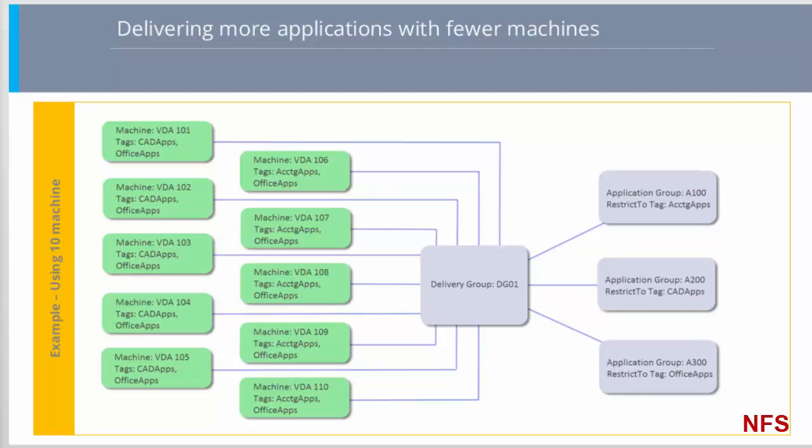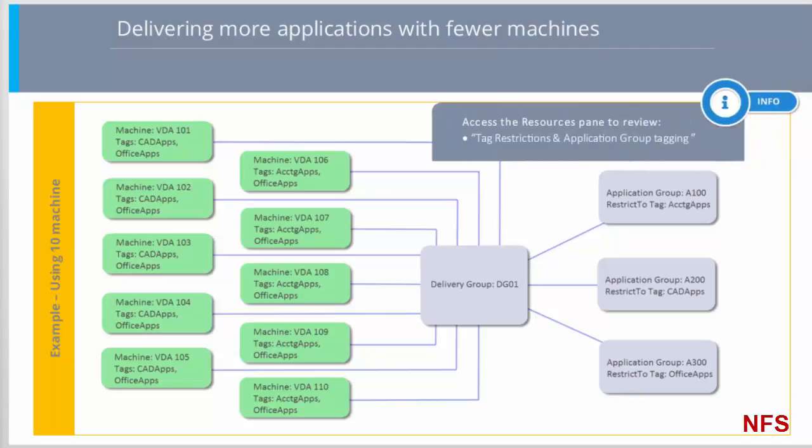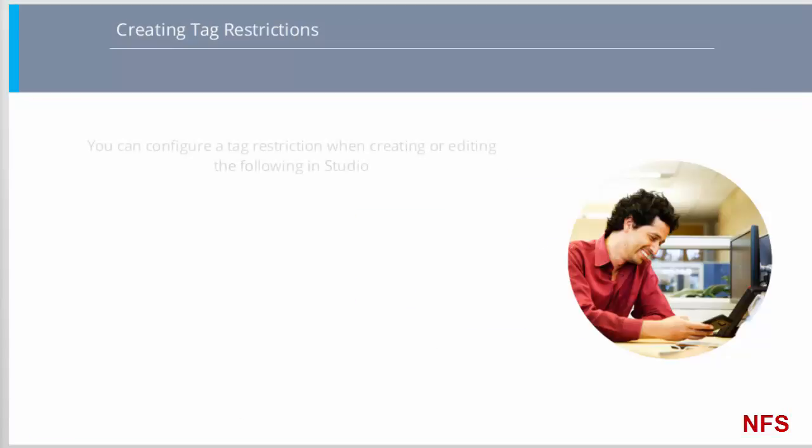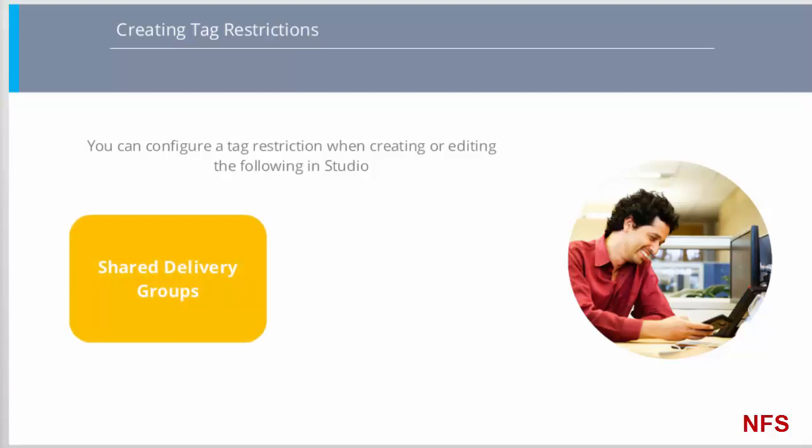Using delivery groups alone without application group tagging would require twice as many machines because a machine can only belong to one delivery group. Please refer to the Tag Restrictions and Application Group Tagging document in the Additional Resources pane for more detailed information on managing tags and tag restrictions. The tasks of creating, editing, and deleting tags and tag restrictions are performed in Studio. And to reiterate, tag restrictions can be configured for shared delivery groups and application groups.